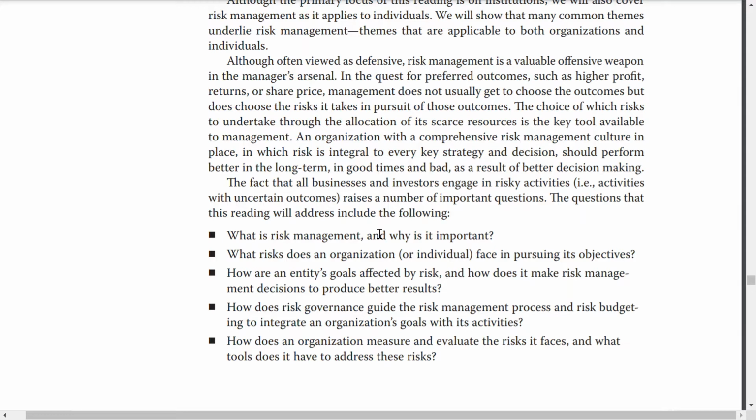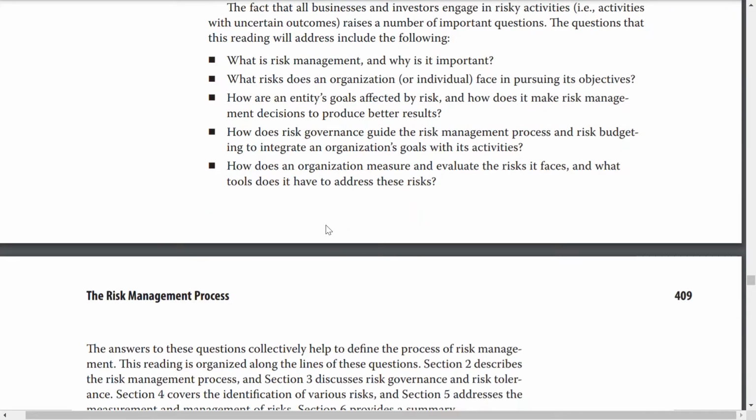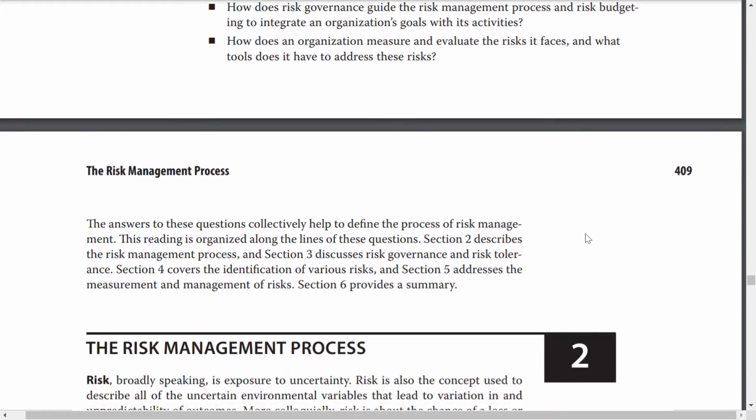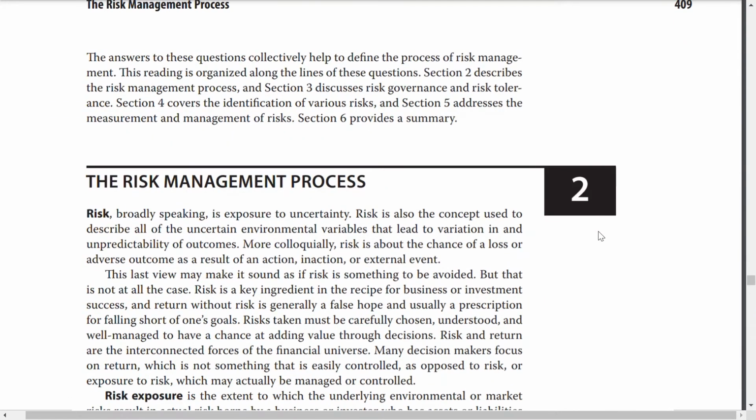How does an organization measure and evaluate the risks it faces, and what tools does it have to address these risks? The answers to these questions collectively help to define a process of risk management. The reading is organized along the lines of these questions. Section 2 describes the risk management process. Section 3 describes risk governance and risk tolerance. Section 4 covers the identification of various risks, and Section 5 addresses the measurement and management of risk. Section 6 provides a summary.